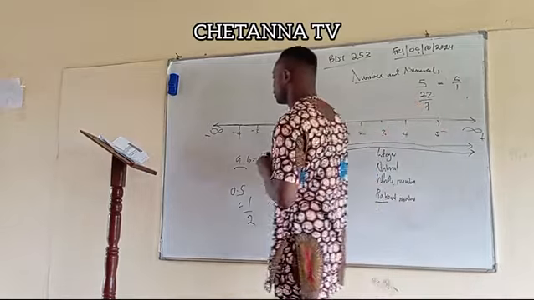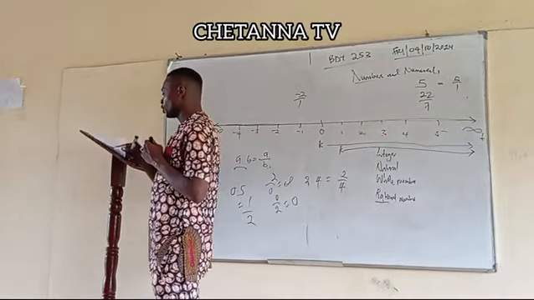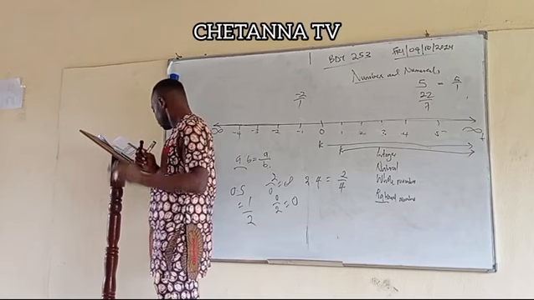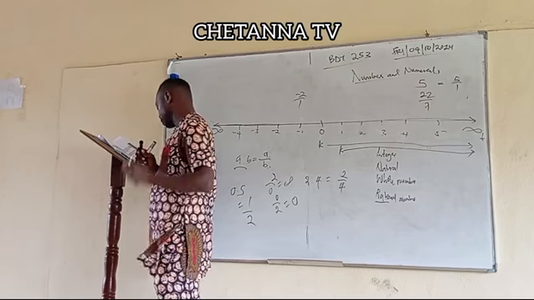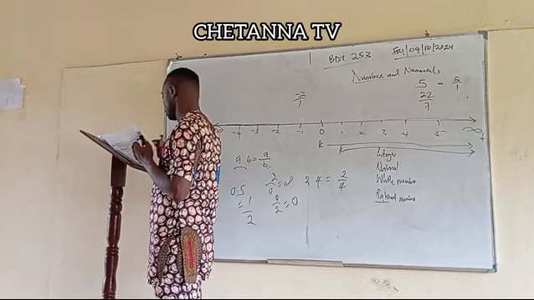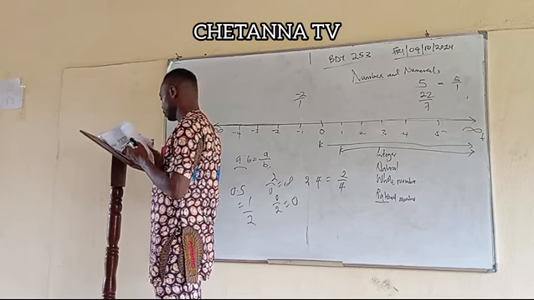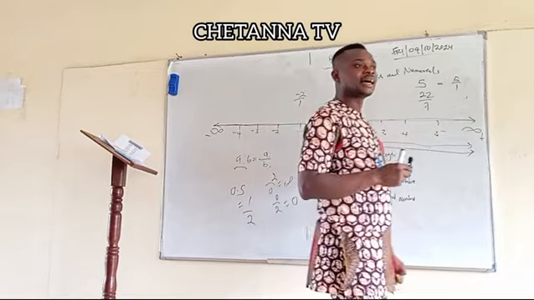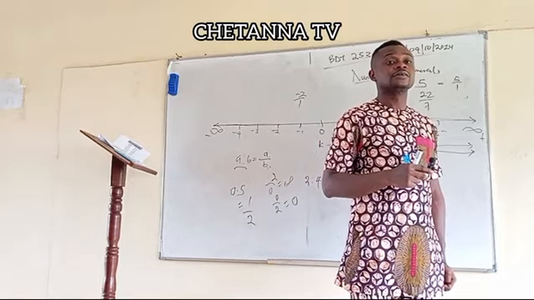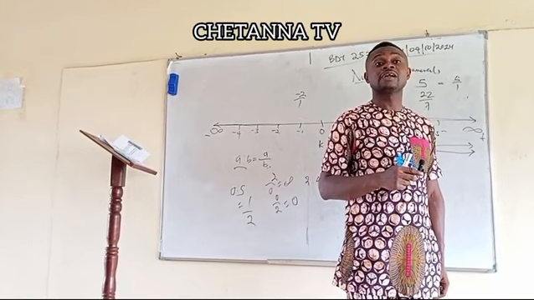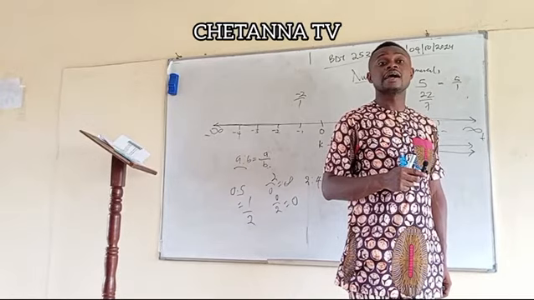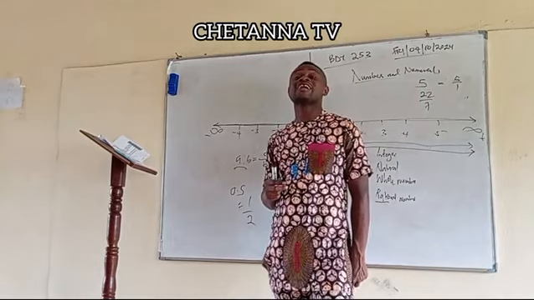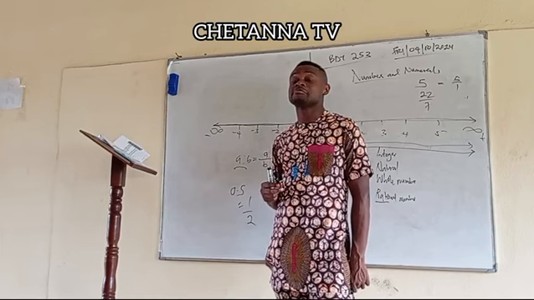What is an odd number? What is a prime number? Odd numbers are what? So any number that cannot be divided by 2 is an odd number.